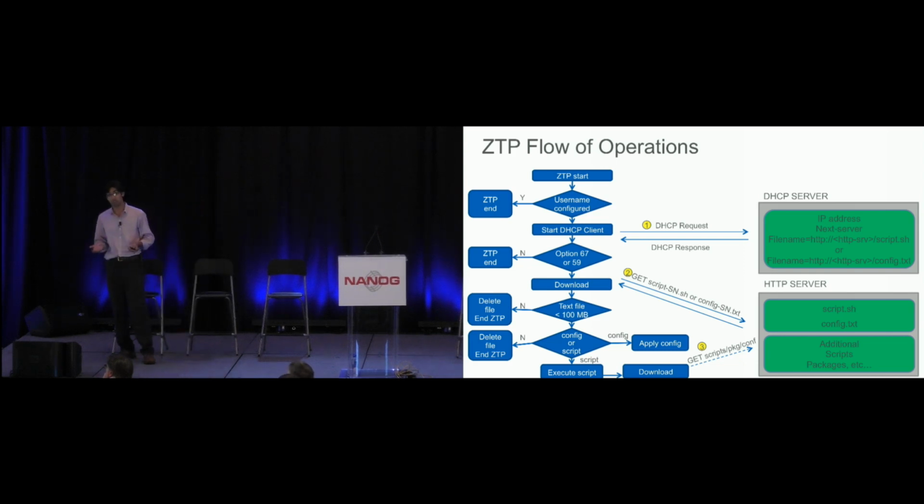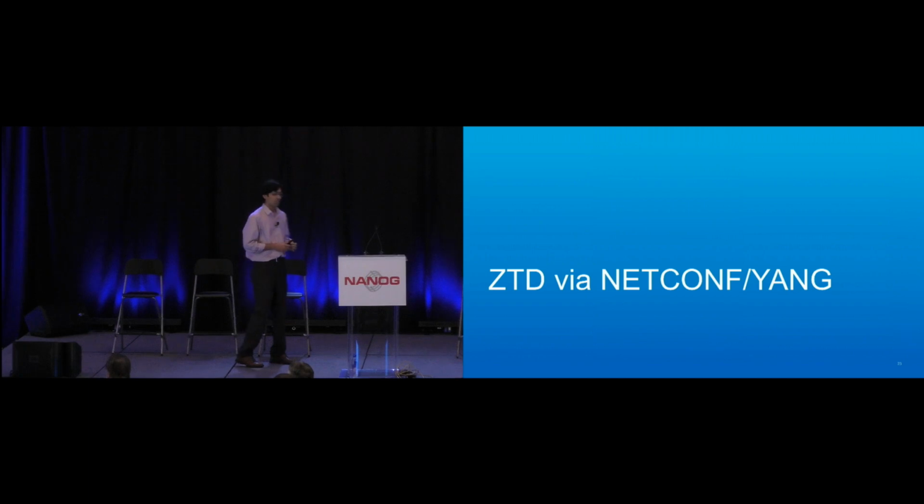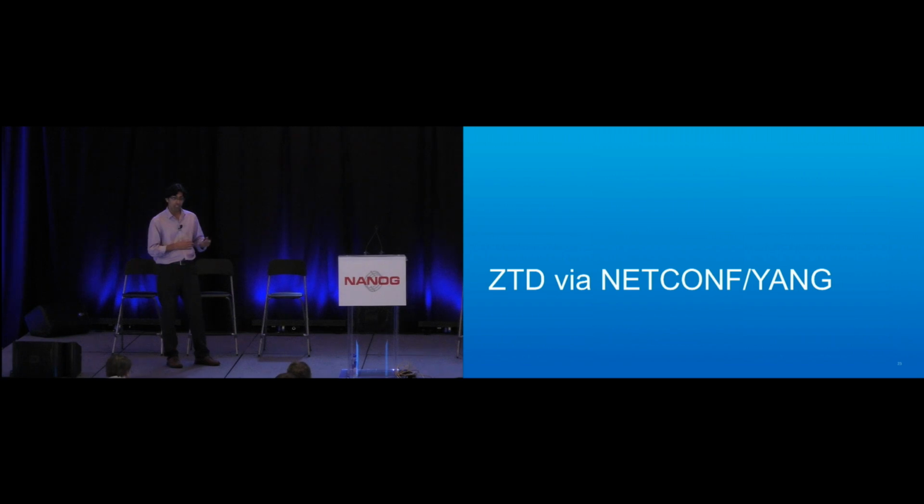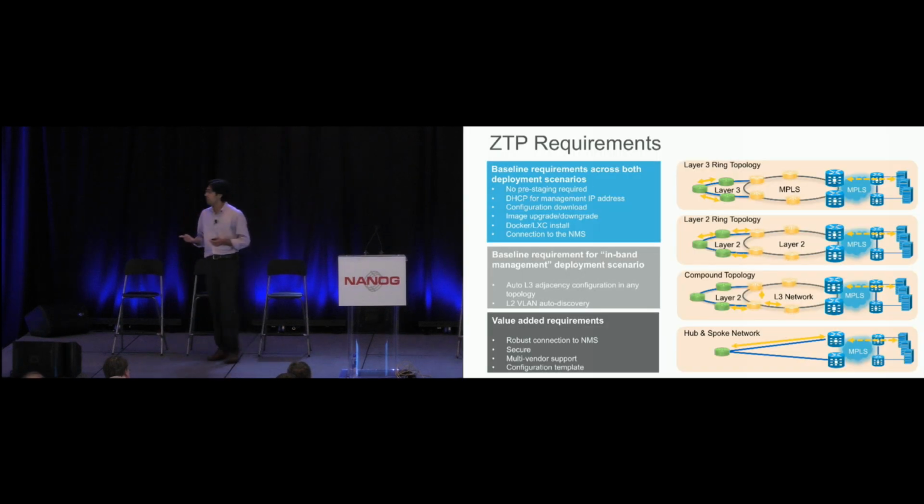So how to make it multi-vendor? How to make it more friendly? So there is an effort going on in IETF to do ZTP with NETCONF or RESTCONF. NETCONF with YANG, or basically RESTCONF with YANG. Before I jump into the process, how you can achieve ZTP with NETCONF or RESTCONF, you have to first understand what is the requirement. What are we trying to achieve here?